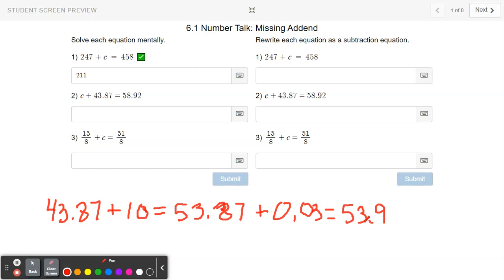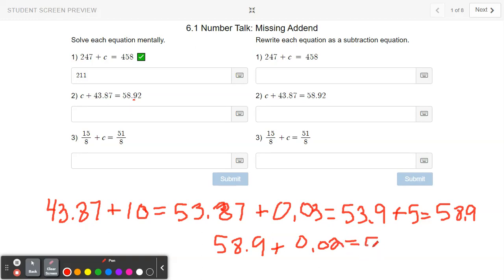And then from here, actually, I'm going to keep this here because I'm noticing my ending needs to be a 0.9. All right, so if I add on 5 wholes, I end up being at 58.9. That's pretty close. And now all I have to do is add on that 200ths. So 58.9 plus 0.02 is what's going to get me to my final answer of 58.92.